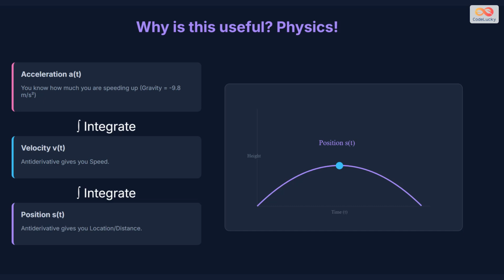Why do we care about this? One of the best examples is in physics. If you know an object's acceleration, like gravity, you can integrate it to find its velocity. Then, if you integrate velocity, you can find the object's exact position or distance at any time. It allows us to predict motion just by knowing the forces acting on an object.